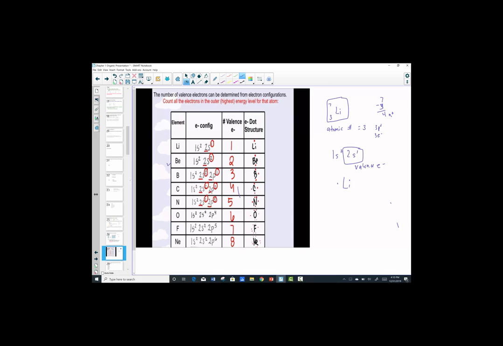Here's beryllium, Be, atomic number 4. Therefore, when we look at its valence electrons, there are 2 to represent, and we see that we place 2 dots around its symbol. Boron in group 3 with 3 dots. Carbon in group 4 would have 4 dots. Nitrogen has 5, so we see 5 dots. All 6 around oxygen, 7 around fluorine, and 8 around neon.